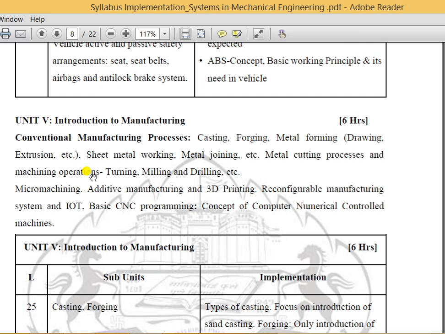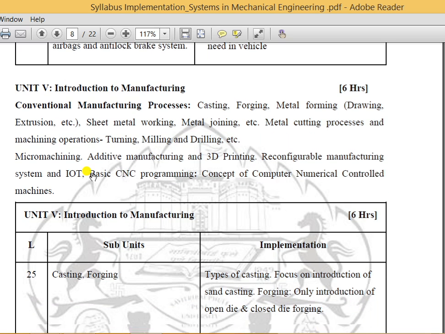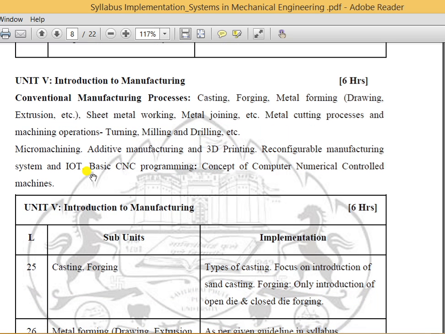Unit number 5 is associated with introduction to manufacturing. The conventional manufacturing processes like casting, forging, metal forming, it may be sheet metal drawing as well as sheet metal forming. Then the metal cutting processes: turning, that is the lathe machine, milling machine, drilling machine, as well as certain new machines or technologies in manufacturing: 3D printing techniques, reconfigurable manufacturing systems, and IoT. A very short introduction to all these topics is necessary.